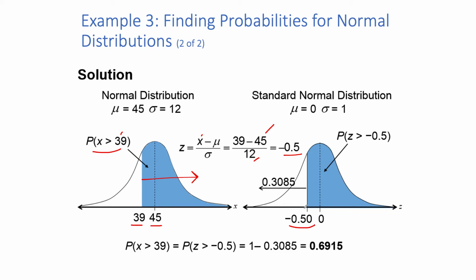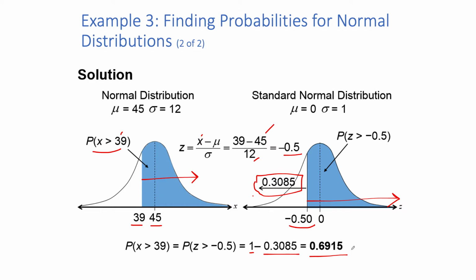Now the question is, I'm interested in the area to the right of the z-score, but if I go into my table and look up the value negative 0.5, it's going to tell me cumulative area, or area to the left. So if I go to my standard normal table and look at negative 0.5, it corresponds with the area of 0.3085. So the area to the left is 0.3085, which means that the area to the right would be 1 minus the area to the left. So the probability that x is greater than 39 is the probability that z will be greater than negative 0.5, which is 1, the total area, minus the area to the left. So the area in between there is 0.6915.